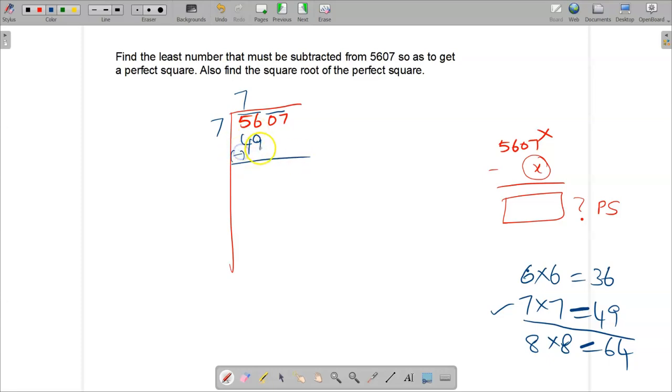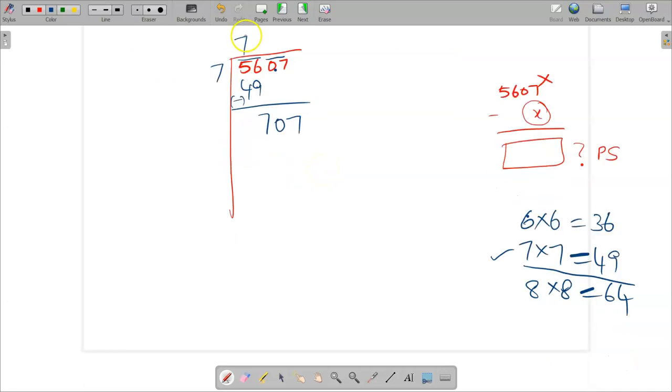7 sevens are 49. Just subtract this. So 56 minus 49 is nothing but 7. Okay, so 4 gets cancelled. And here these two numbers are combined numbers, so we have to write them as it is. For that only we are combining. So now I have to find the multiplication of this number by 2, or just add these two numbers. 7 plus 7 is 14, or 7 into 2 is nothing but 14.